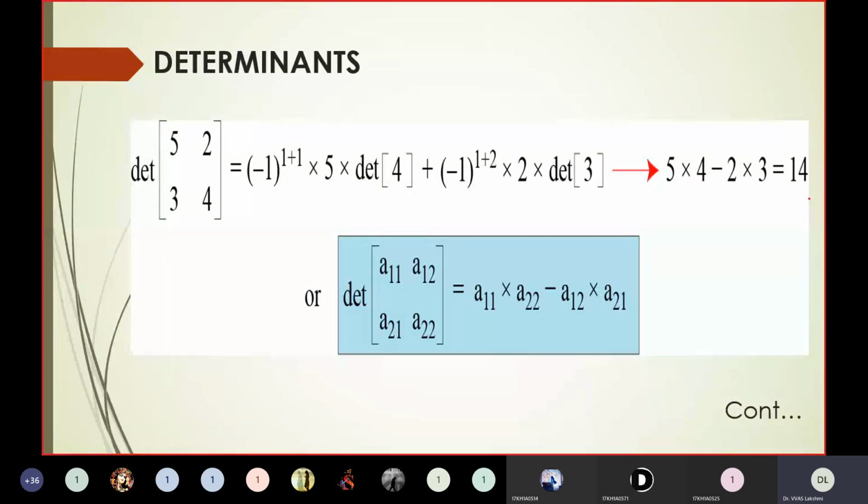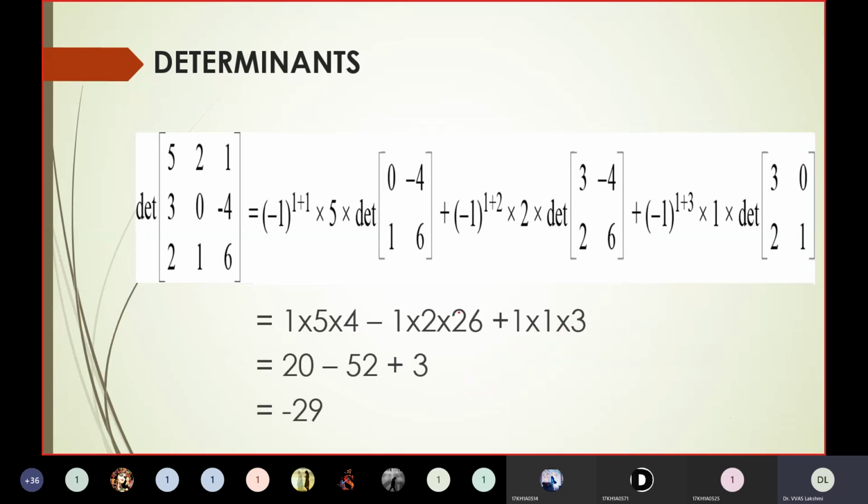So here is the formula for the determinant of a matrix, and the simple formula is AD minus BC. So if the matrix has the elements in this order, the determinant is AD minus BC. So in case of a 3 by 3 matrix, we will use first positive 1. All the values get multiplied by positive 1 and then negative 1 and then positive 1.